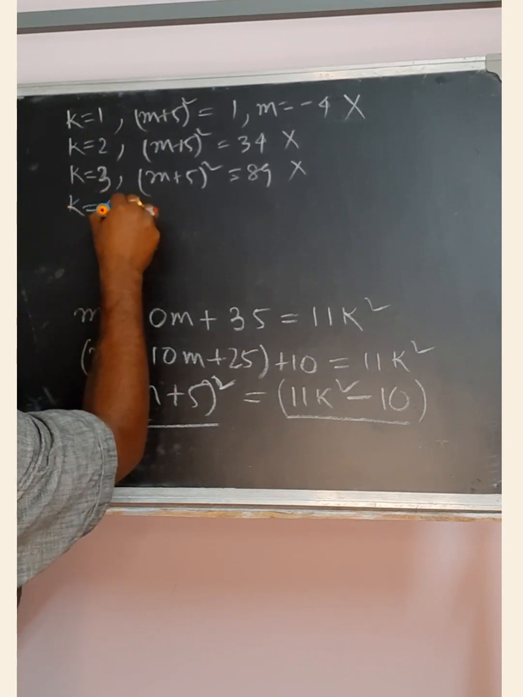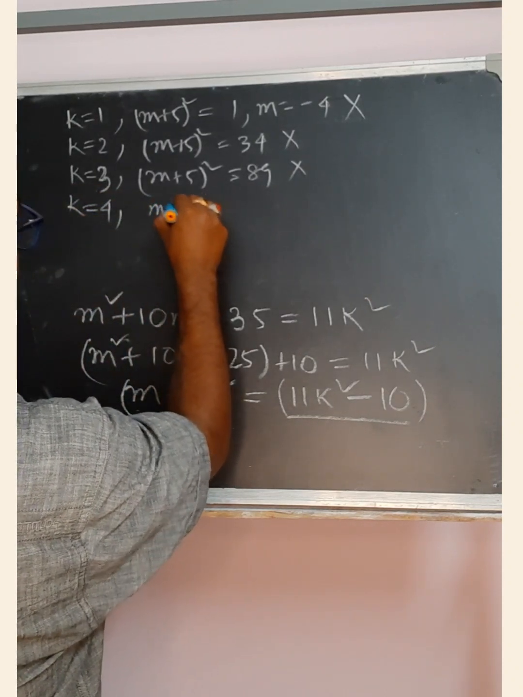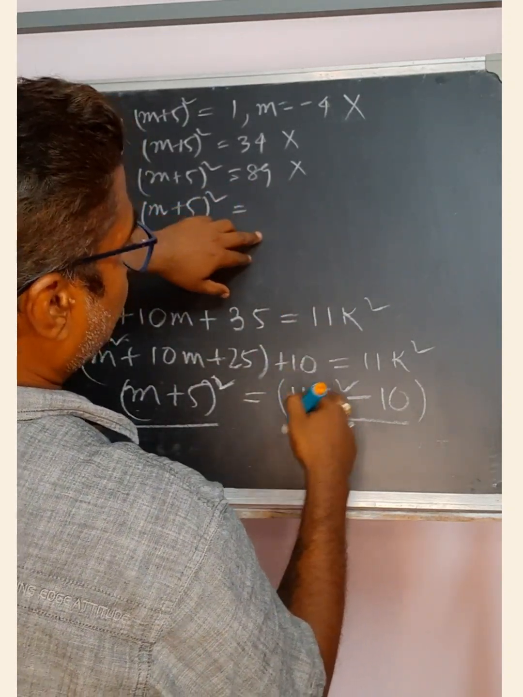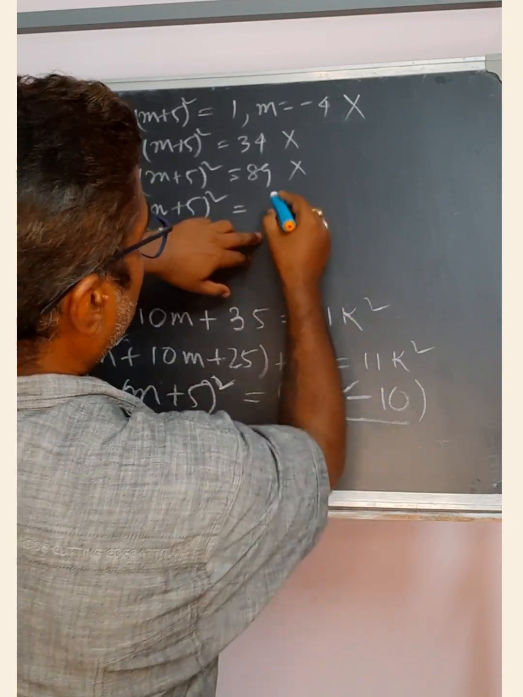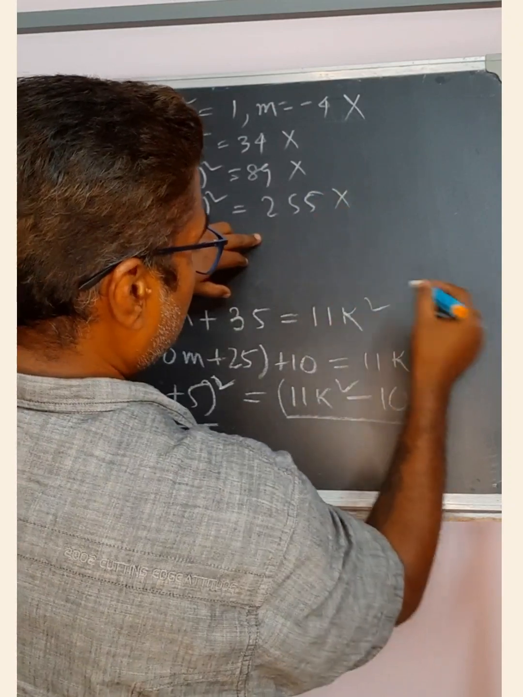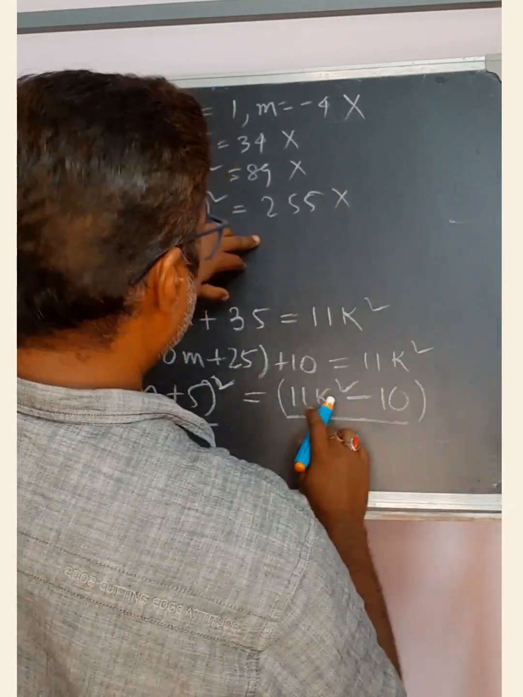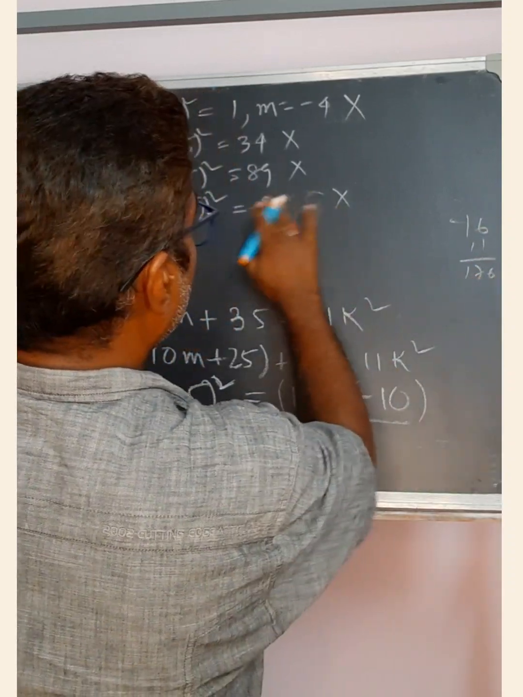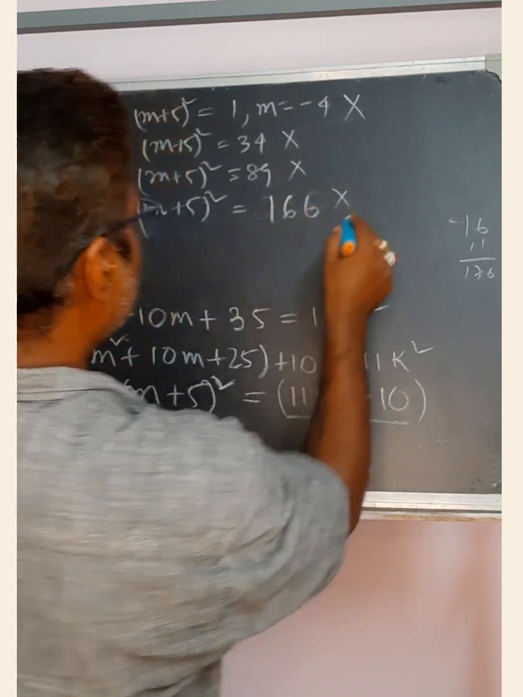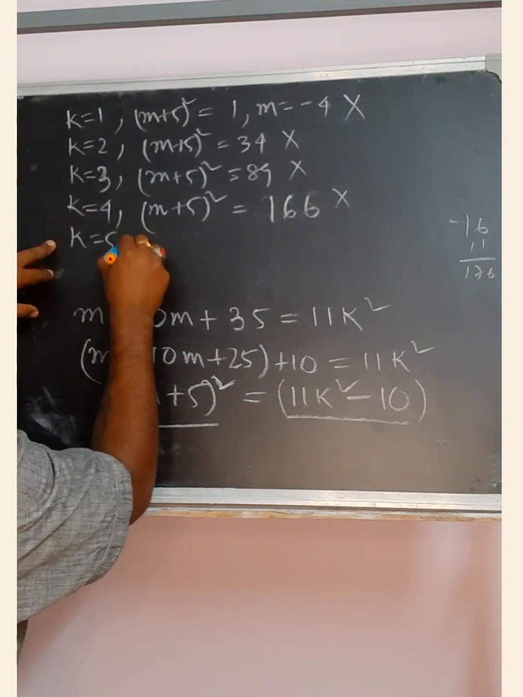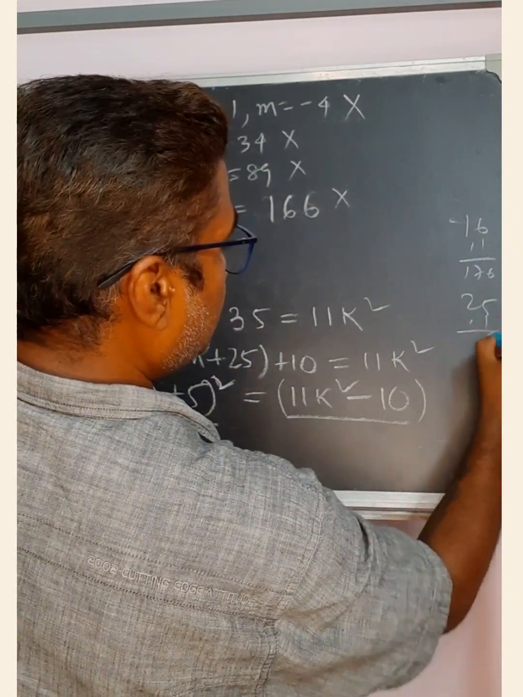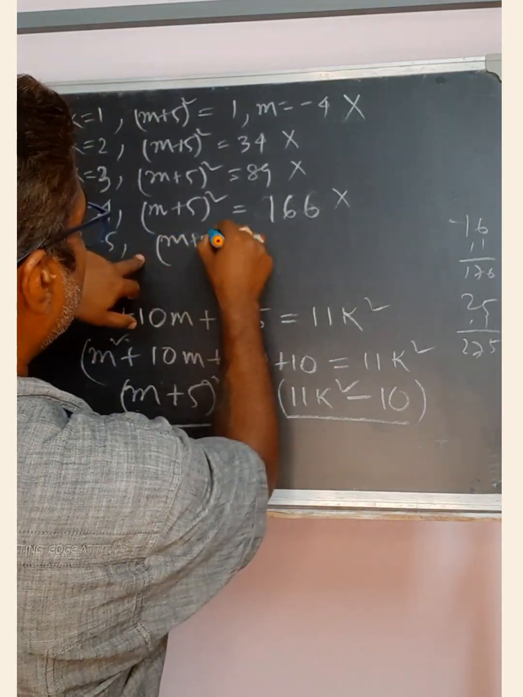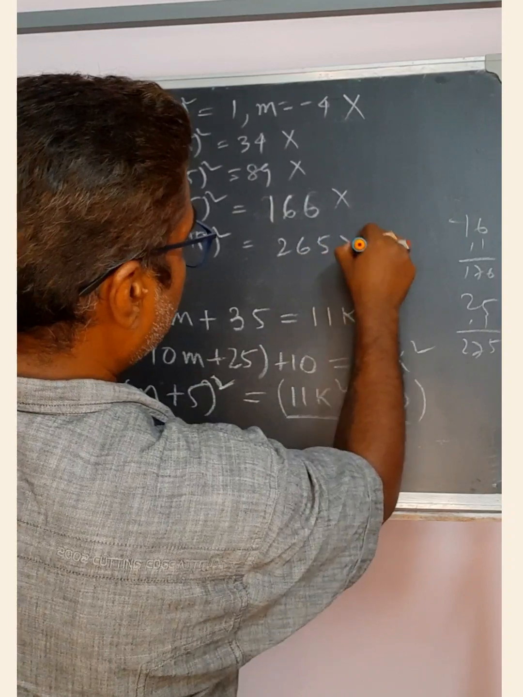Go for k is equal to 4. How much? 4 square means 16, 11 times 16 is 176, minus 10, sorry, it will be 166, also not satisfying. K is equal to 5. 5 square means 25, 11 times 25 is 275. M plus 5 whole square will give you 265. This is not a perfect square.